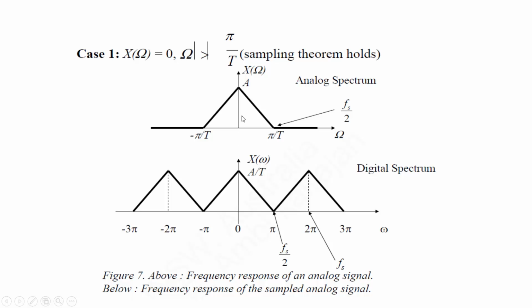So basically this signal from the analog spectrum will become a replica in the digital domain from minus pi to pi, right? And it will repeat after 2 pi further. So this is the digital spectrum and this is the analog spectrum after we have done the analog to digital conversion process.